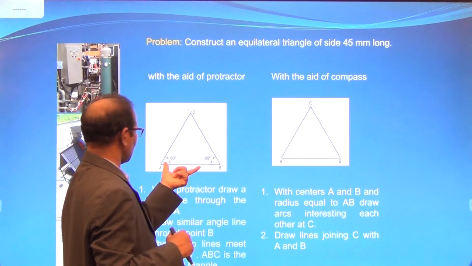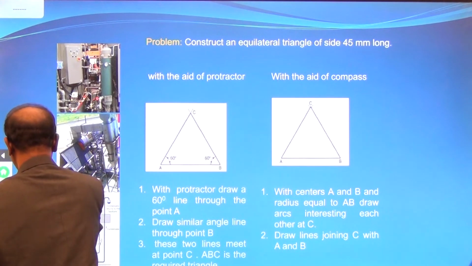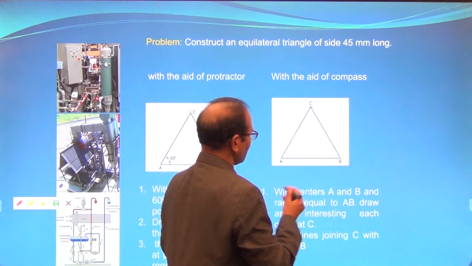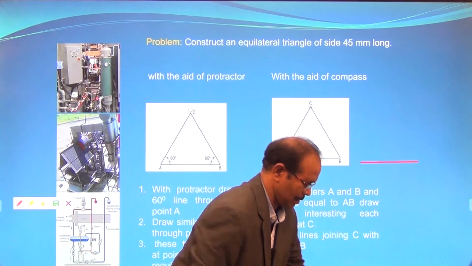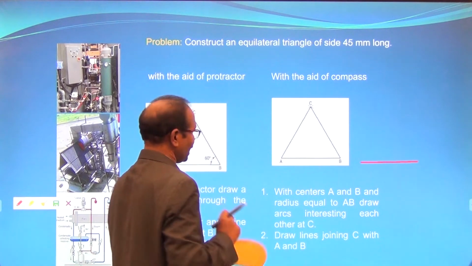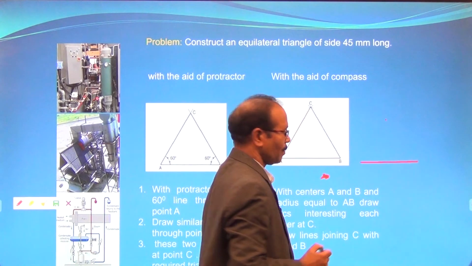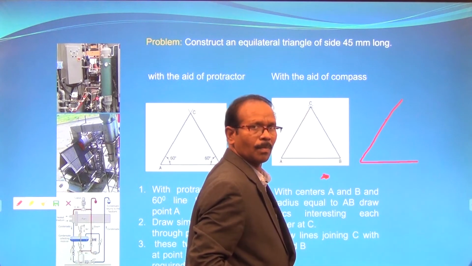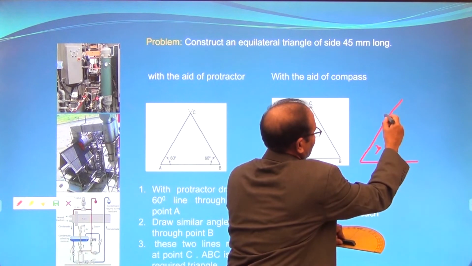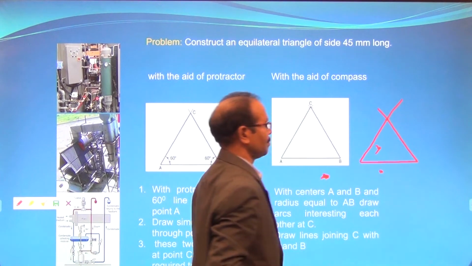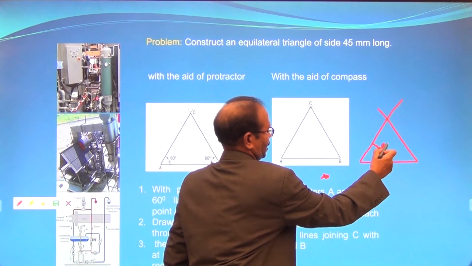Using the angle method, first draw AB line. Just 1 minute, quickly complete this one. Say angle method I am drawing. Set the angle. So 60 degrees, like this one. Draw a line. Then one more, at the other end 60 degrees. Now this is a 60 degrees.